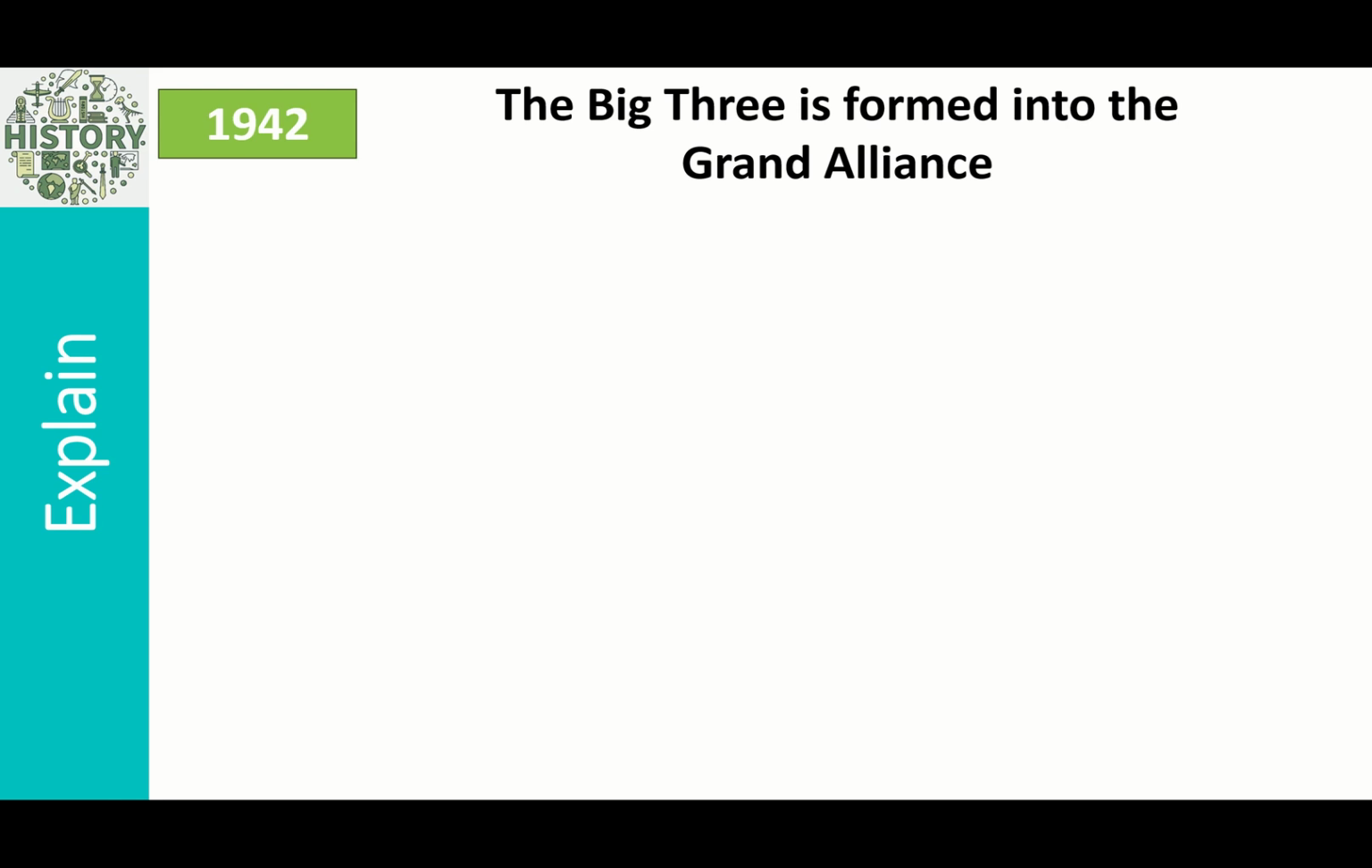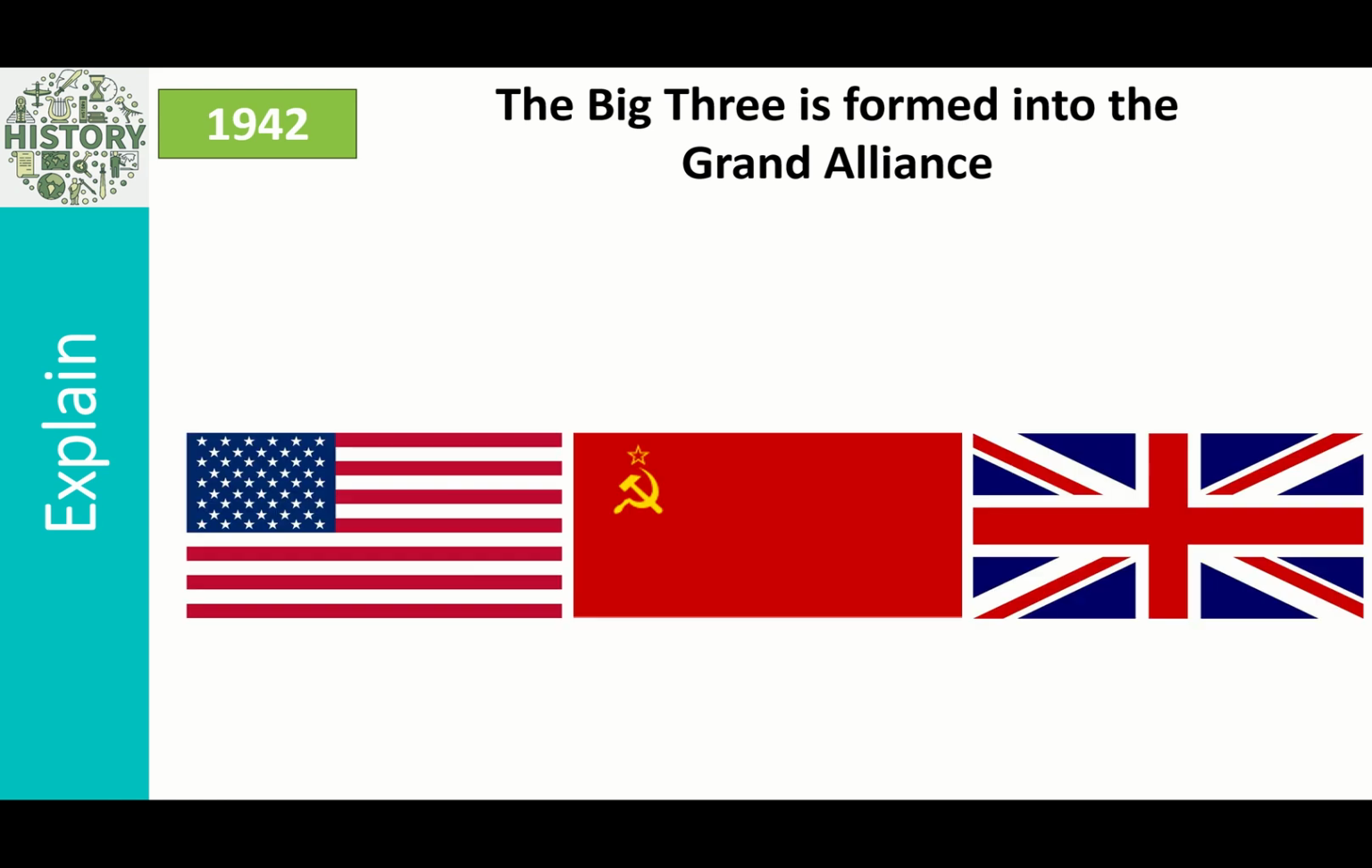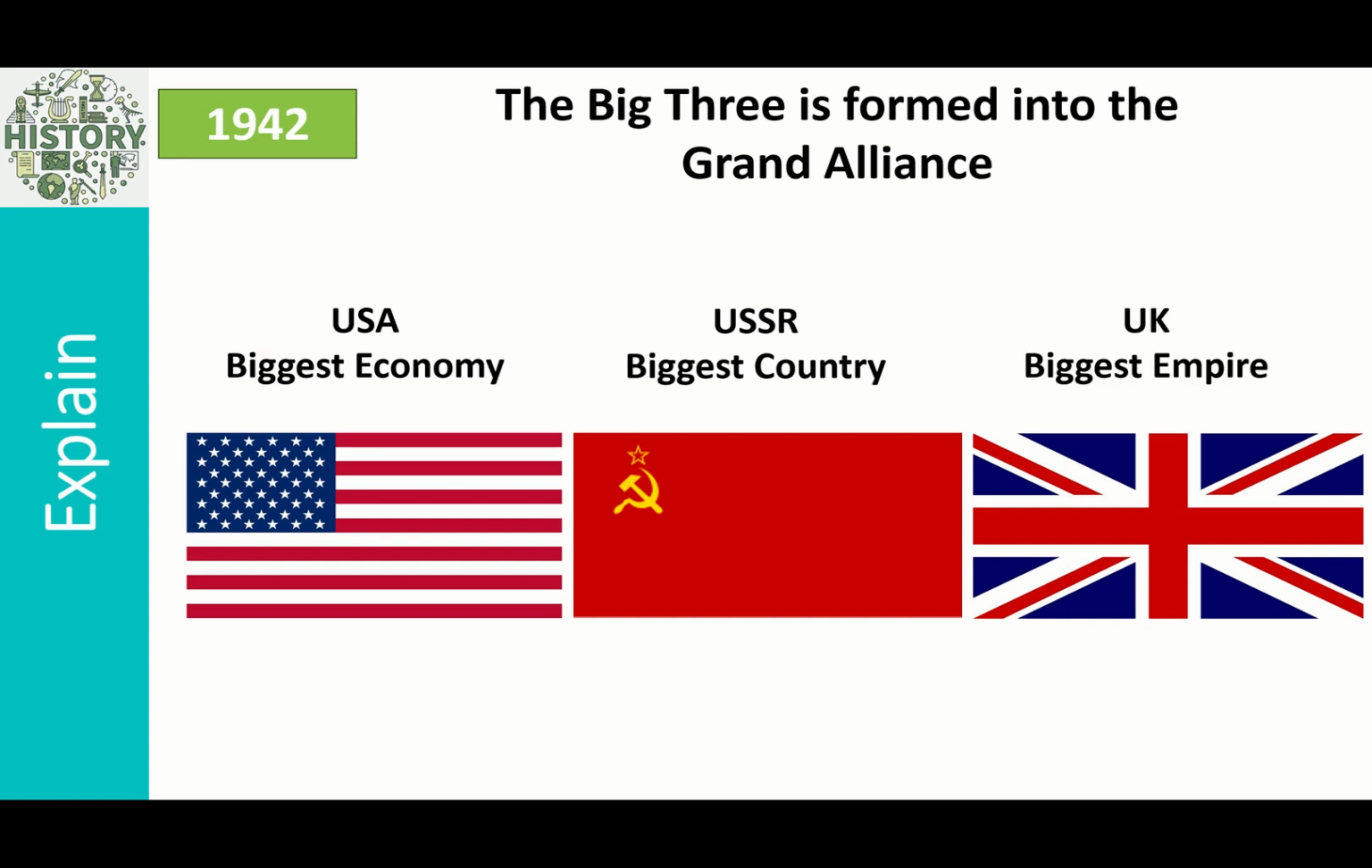And then we have the formation of the Big Three. Beginning in 1942, there's a grand alliance. Grand in the sense of large, because they are the 3 largest countries at what they're best at. So the Americans are the biggest economy, the Soviets are the biggest country, and Britain has the biggest empire. And they come together to form an alliance. They have one thing in common, which is they are all at war with Nazi Germany.